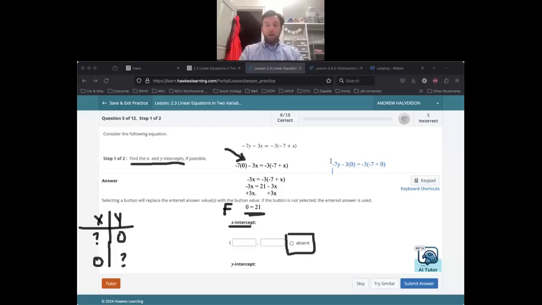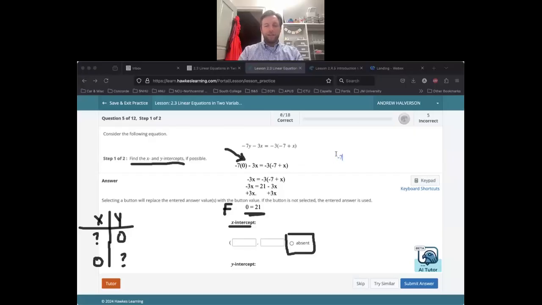On the left side, the negative 7y remains, but the 3 times 0 becomes 0 and goes away. On the right side, the negative 7 plus 0 becomes, well, I clicked too soon. It's not going to let me do it. Okay, let me do it again. I clicked my thing too soon.